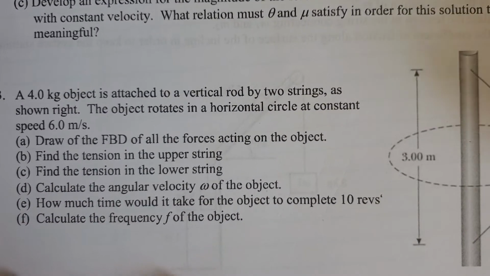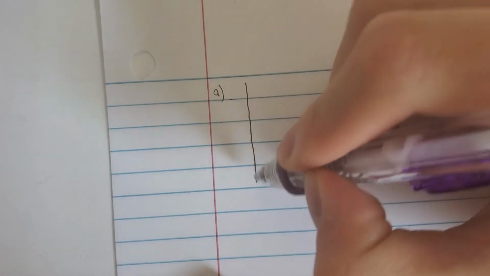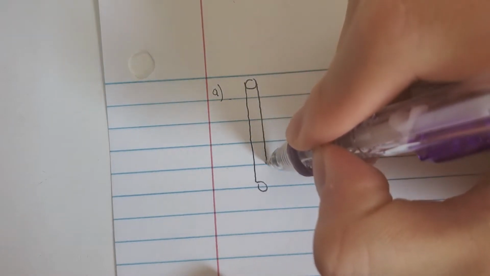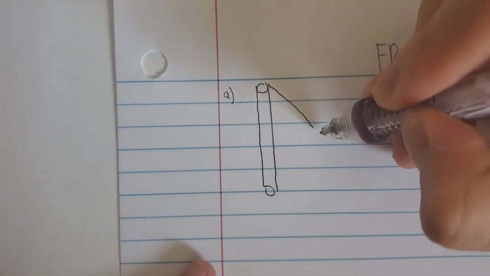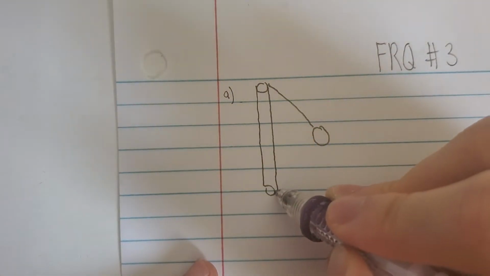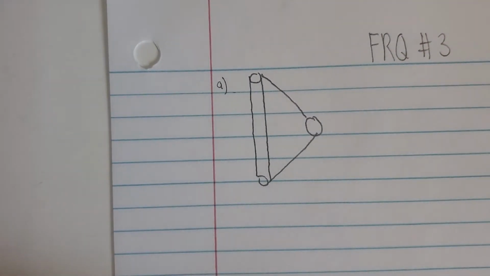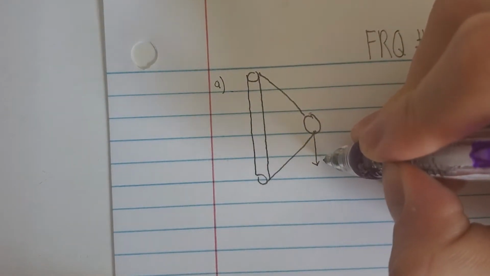So part A wants us to draw the free body diagram of all the forces acting on this object. Okay, so here we go. Here's the rod, and here's a string. Here's the object. For any object there is of course Fg. So this object has Fg.